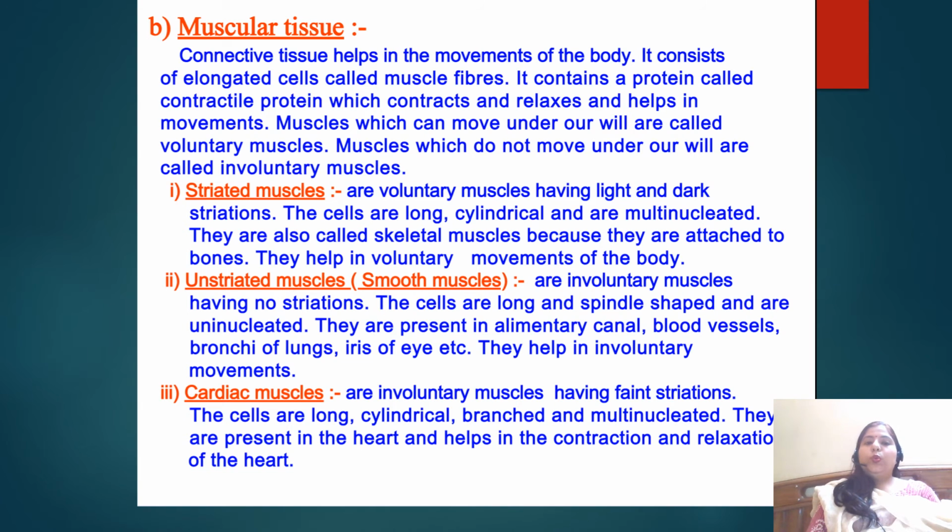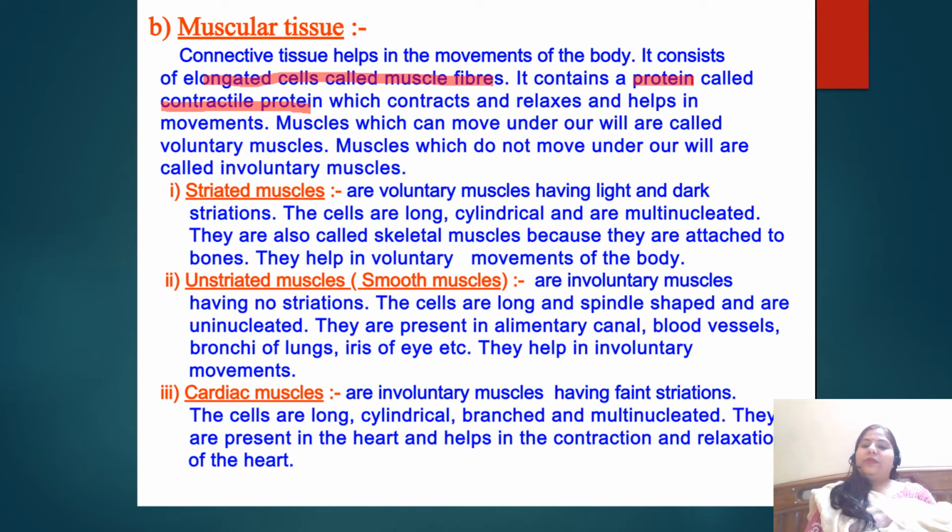Next, we will move on to the types of muscular tissue. Muscular tissue consists of elongated cells called muscle fibers. These muscles are made up of contractile proteins. There are two proteins, actin and myosin, which help in the contraction and relaxation of the muscle. Muscles can move under our will. Muscles can be further classified as voluntary muscles and involuntary muscles.